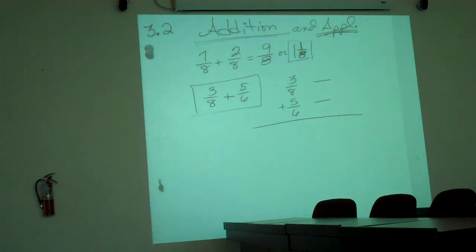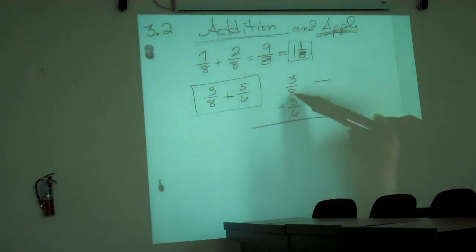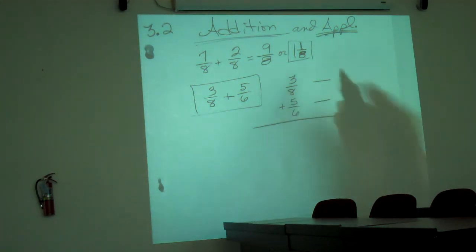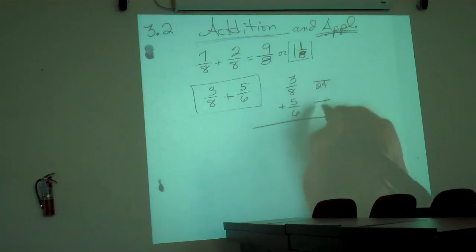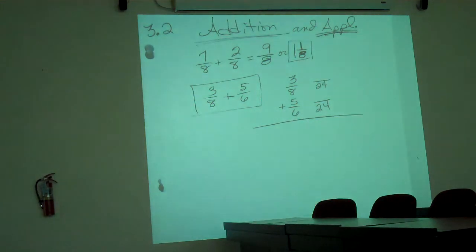Okay, 8 and 6, what's the common denominator? If you don't want to do the prime numbers, take the biggest one and do the multiples, like 8, 16, 24, 32, until you recognize one the other one goes into. 24. 8, 16, not 16, so it must be 24. They both go into 24. Write that common denominator first.